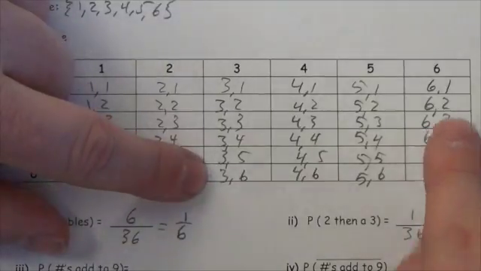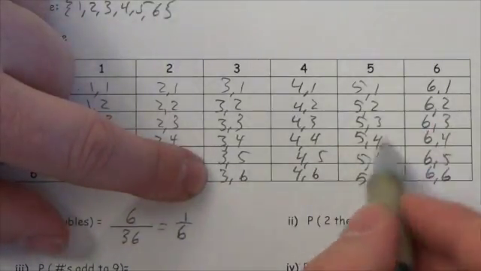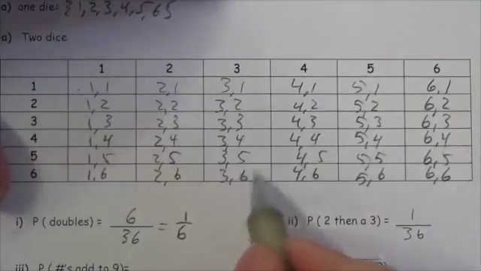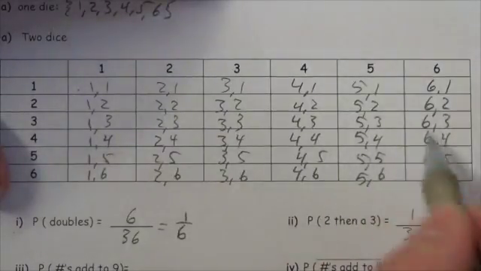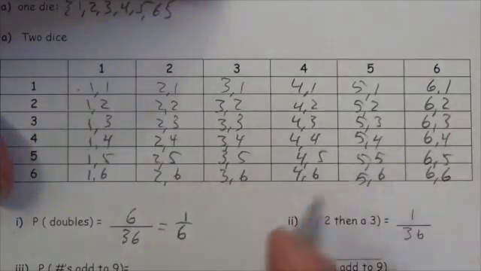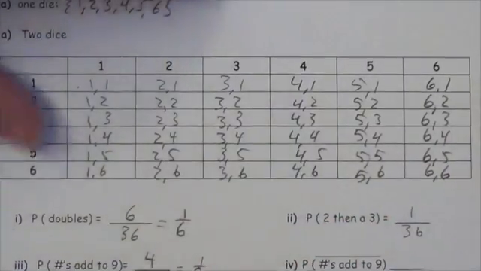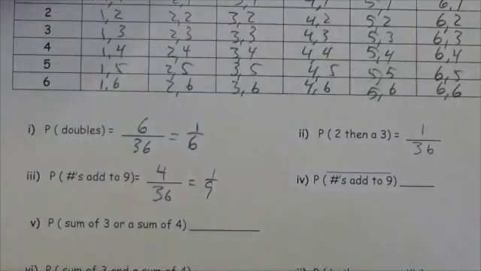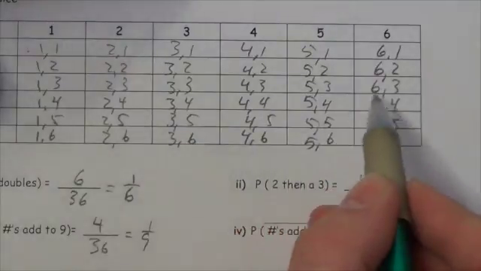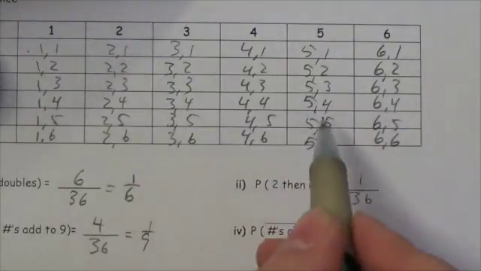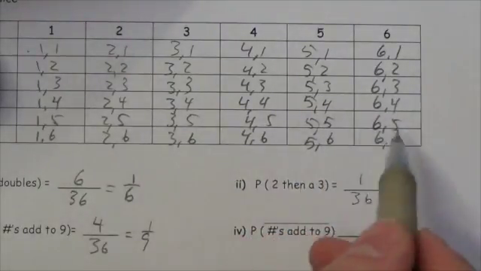Okay, and then it turns out if you go along this diagonal, all of these add up to 9 here. 3 and 6, 4 and 5, 5 and 4, 6 and 3. So it turns out there are actually 4 of them there that'll do that. 4 out of 36. So there's a 1 out of 9 probability that the numbers will add up to 9. Now, that's just along this little diagonal here in my chart. Anything beyond that adds up to 10, 11, and 12.